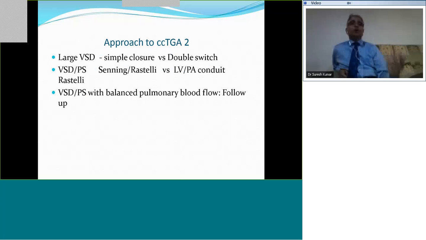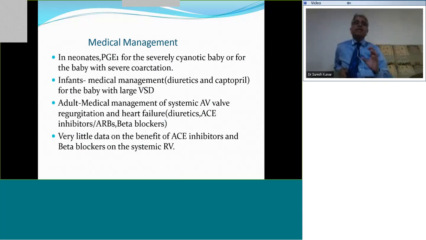If there is a large VSD, you need to close it either as a simple closure or with a double switch. We will explain that. And if it's a VSD-PS, if that is a balanced pulmonary blood flow, you just need to follow up. On the other hand, you have the options of a systemic-to-pulmonary shunt versus an LV to PA conduit. I'm going to explain these surgeries to you.